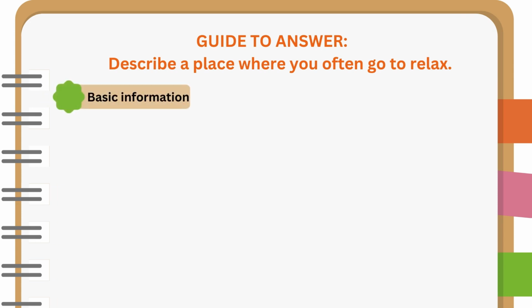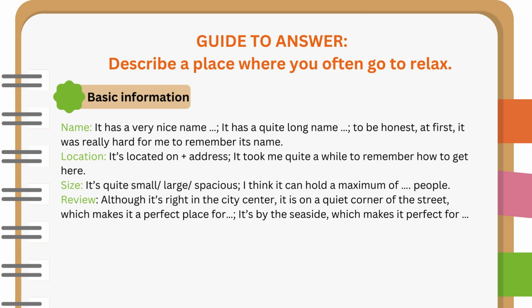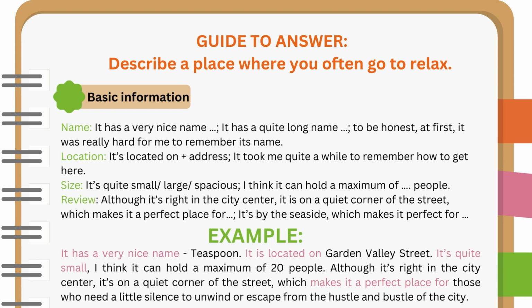Your next step is to give basic information about the place you are describing, including the name of the place, its location, and the purpose. For example, it has a very nice name, Teaspoon. It is located on Garden Valley Street. It's quite small. I think it can hold a maximum of 20 people. Although it's right in the city center, it's on a quiet corner of the street, which makes it a perfect place for those who need a little silence to unwind or escape from the hustle and bustle of the city.